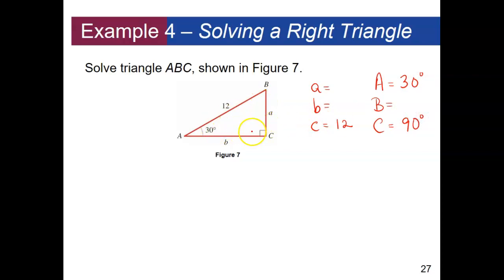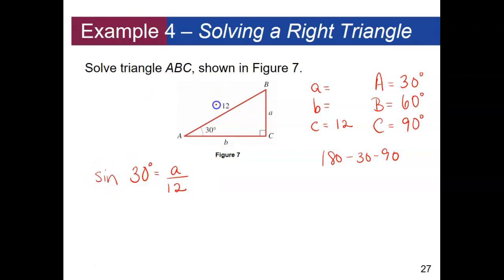Because we know the sum of the angles of a triangle is 180, we do 180 minus 30 minus 90, and we get 60 degrees for angle B. That leaves us with the 2 sides to find. If I'm going to find side A using this 30-degree angle, then I'm going to use A and 12. So I'm going to set up a trig function that is A over 12. Opposite over hypotenuse is going to be the sine function.